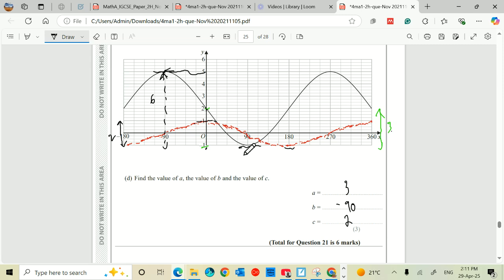It can also be dealt with by taking 5 plus minus 1, which gives you 4, and then finding the midline. That will give you 2, and that will give you c is equal to 2. And that's 6 marks.